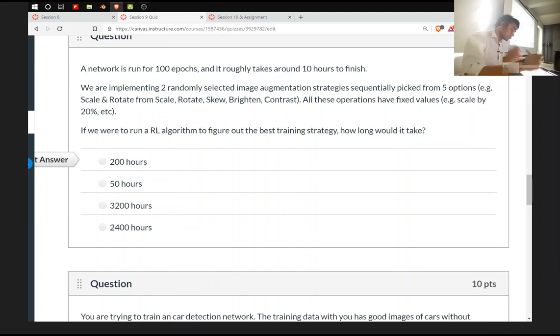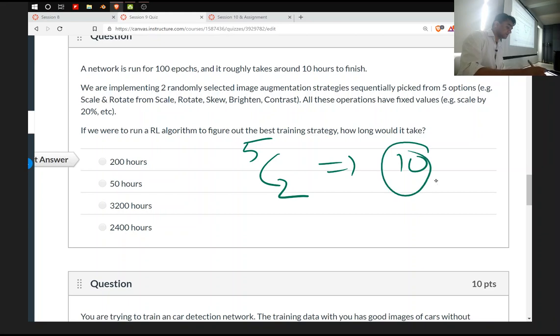So it came up basically with scaling the data by 20%. Is it not like that we have 5 different options? So it's 5C2, right? We have 5 options, and we do 5C2 because we're picking 2 randomly. This gives us 10. Not for the order: 5 into 4 divided by 2 into 1. This gives us 10, right?